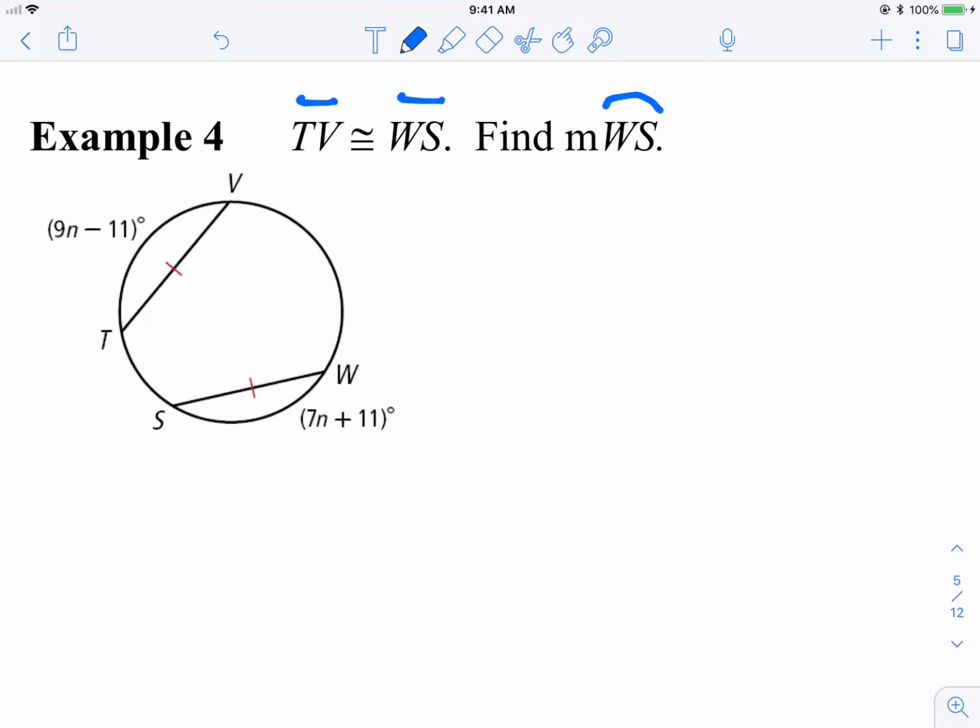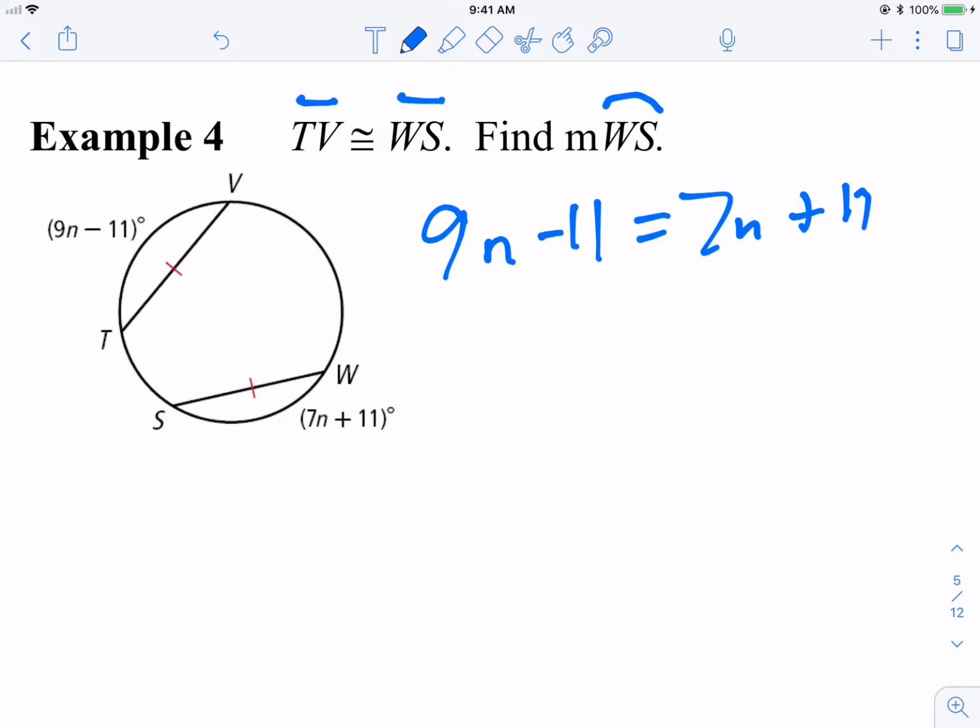So we need to know that we have congruence, and it allows us to set any expressions that we have for the other parts equal to each other. And that's what we have here in example 4. Because we know that the two chords are congruent, the two arcs that are created by those chords must be congruent to each other as well. So we are justified in setting these two expressions, 9n minus 11 equal to 7n plus 11. And we'll solve this for n and ultimately substitute it back in to find the measure of the arc.